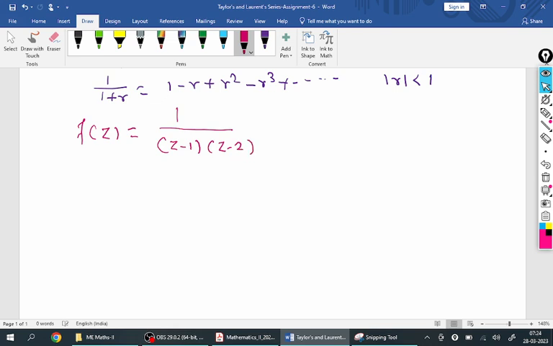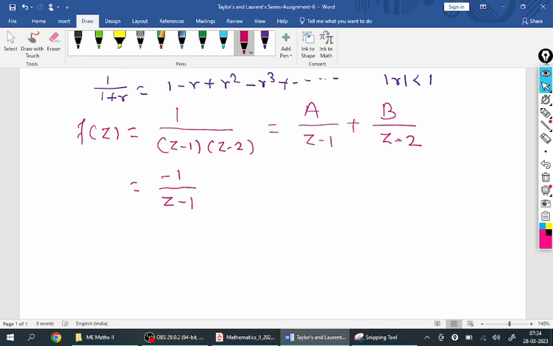Step number 1: for Taylor and Laurent series, always we have to separate the linear factors by partial fractions. So a upon z minus 1 plus b upon z minus 2, that is a simple partial fraction that we have. Now to get the value of a, we replace z equal to 1 except in that factor. So 1 minus 2 is minus 1. So minus 1 upon z minus 1. That is the value for a.